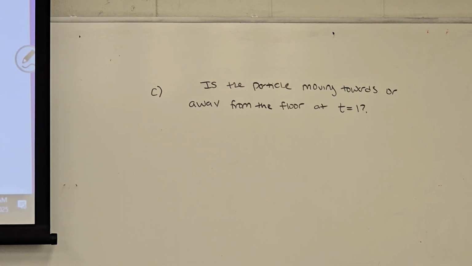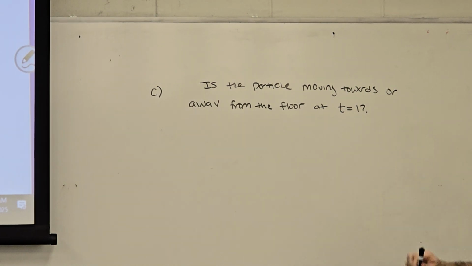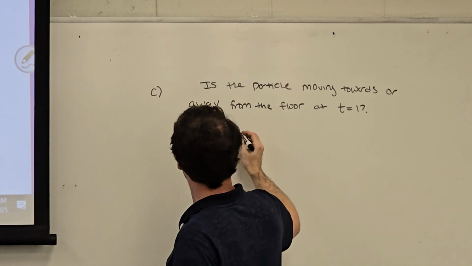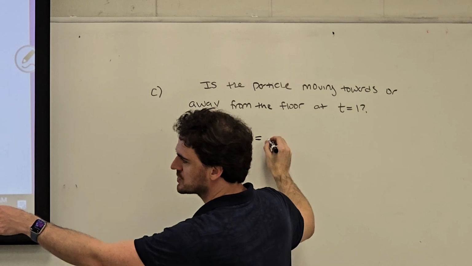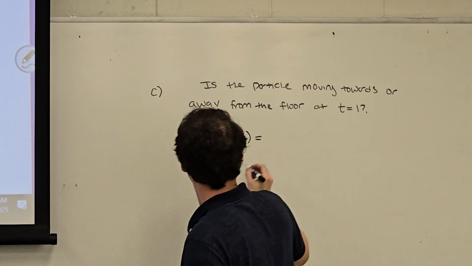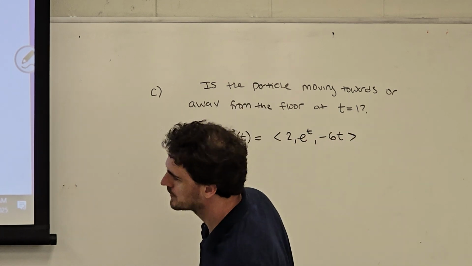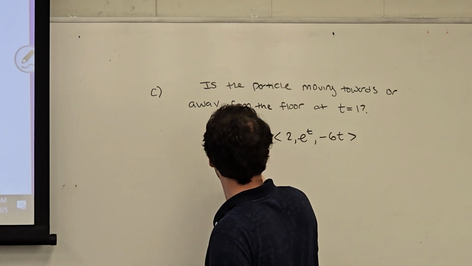So this says, is the particle moving towards or away from the floor at t equals 1? So this is not asking where is the particle at t equals 1, but where is the particle traveling? And the direction of travel comes from your velocity vector or your tangent vector. So my velocity vector, which I'm just rewriting over here so we can see it, is 2, e to the t, negative 60. So now let's think about v of 1.